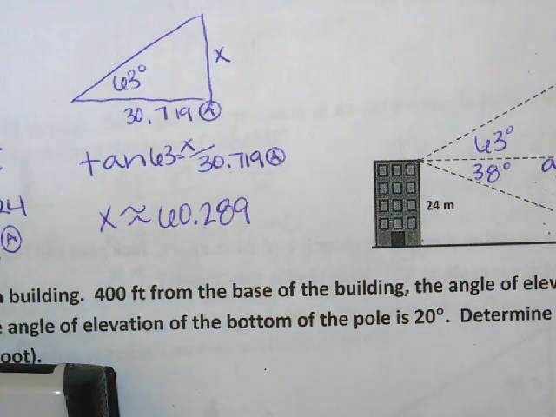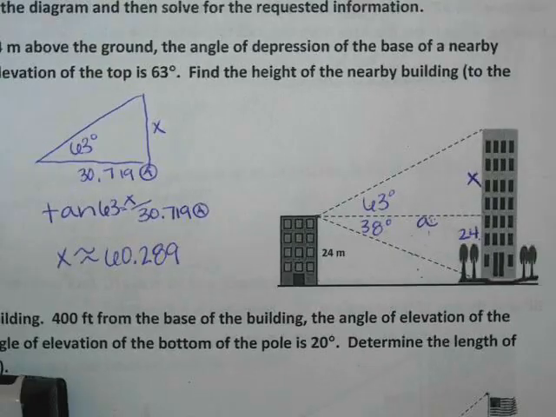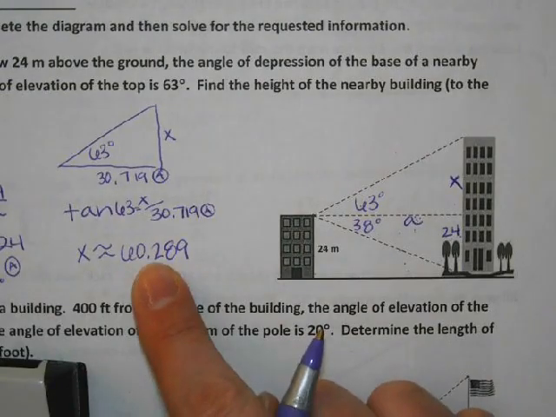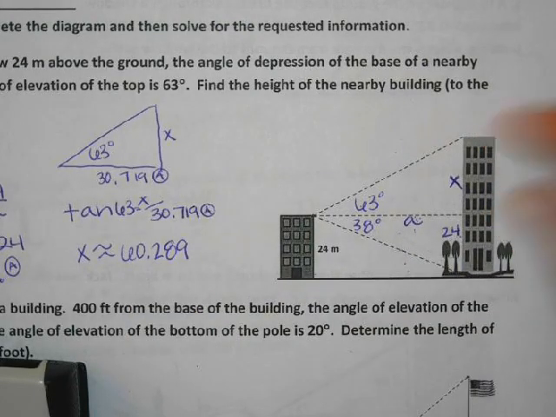So the original problem wanted to know the height of the whole building. When I found that X was 60.289, did I find the height of the whole building? No, I just found that upper portion. So what do I need to do to find the height of the whole building?